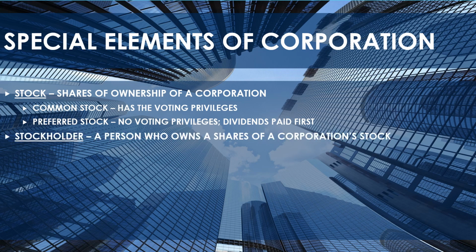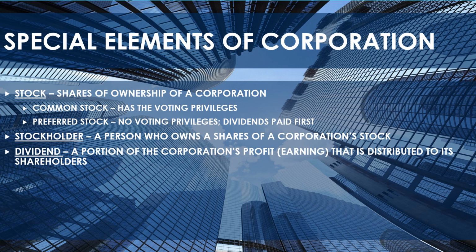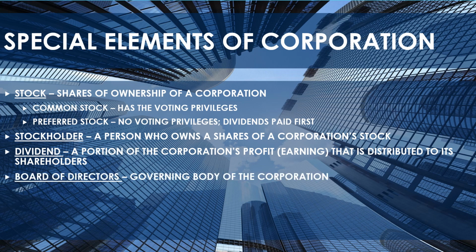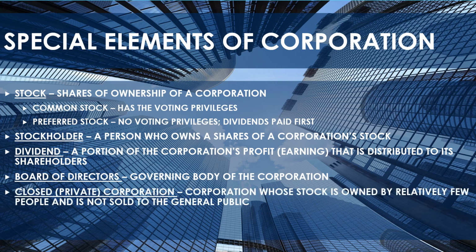Second, we have here the stockholder. A stockholder is a person who owns shares of a corporation's stock. Next is dividend. A dividend is a portion of the corporation's profit that is distributed to its shareholders. Board of directors. It is the governing body of the corporation.